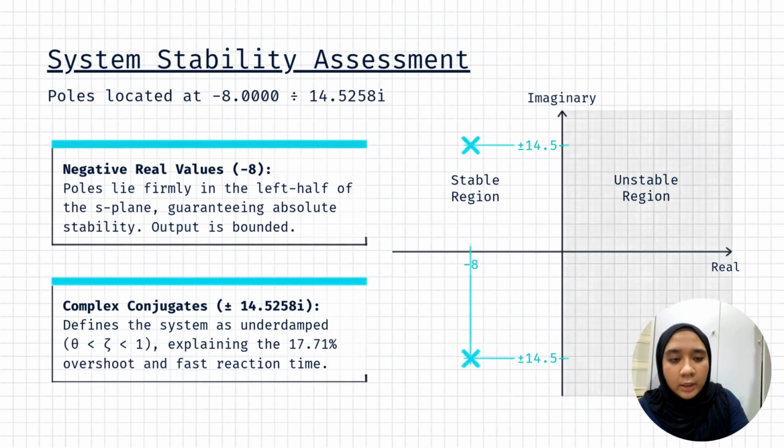B1424100008. This slide shows the system stability assessment. The poles are located at -8 plus or minus 14.5258i. Since both poles have a negative real part, they lie in the left half of the s-plane, which means the system is stable. The complex conjugate poles indicate that the system is underdamped, so it responds quickly but has a small overshoot of about 17.71% before settling. In conclusion, the system is stable, has a fast response, and reaches steady state with moderate overshoot.